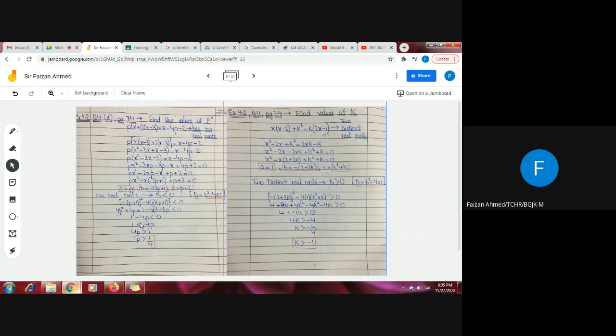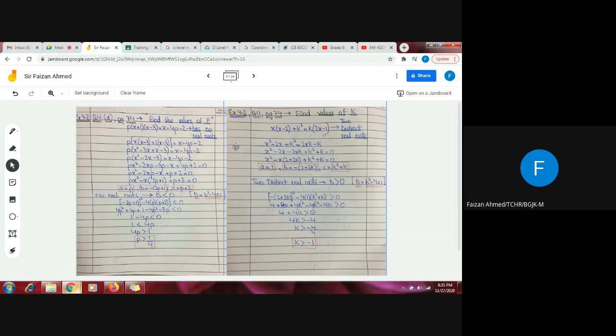You have to look carefully that I have not changed this identity. I have just shifted the 4p on this side and the 1 on that side. I haven't changed the sign of the inequality because this is the greater side and it is the greater side. So I have just shifted my variable on the other side, and that's why I didn't change the sign of the inequality.